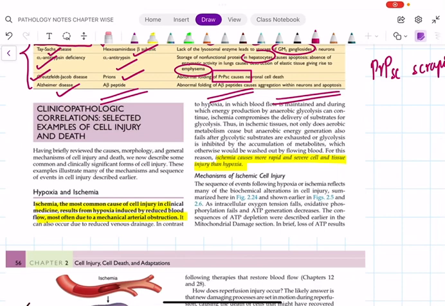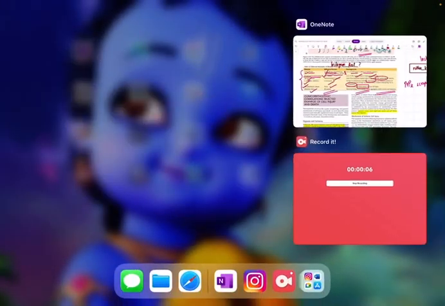Then coming to hypoxia and ischemia. So I hope it is very clear for you.